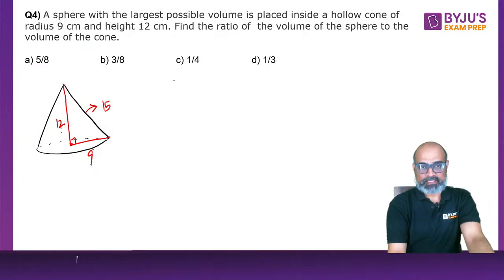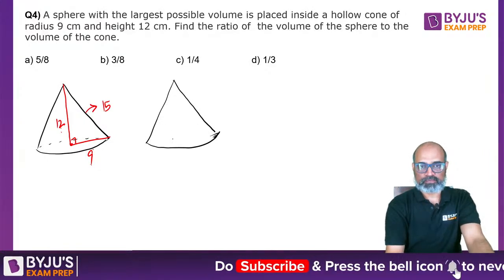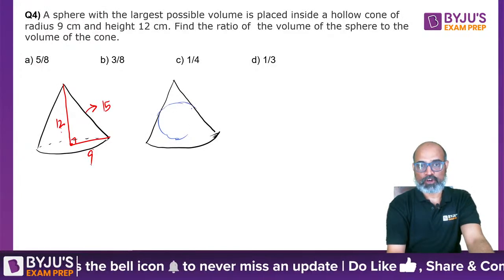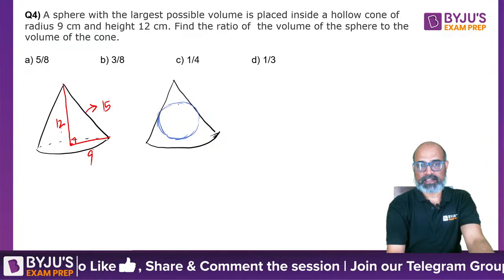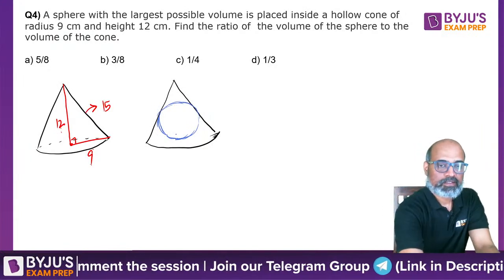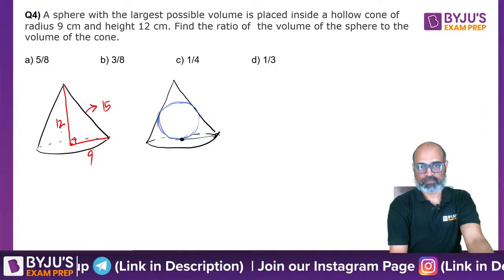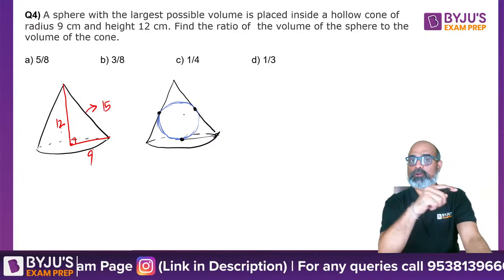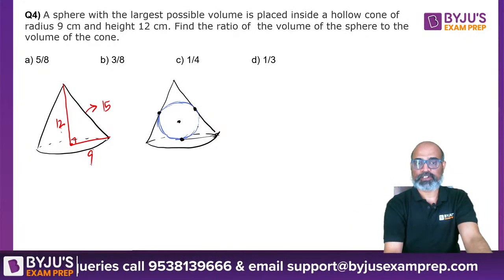Now, if I want to place a sphere inside it, and I want this sphere to have the maximum volume, I have to make sure that this sphere is going to touch the cone from the inside. It's a hollow cone, right? So the points at which the sphere touches the cone are not going to form a diameter. It is going to be a chord because the center is going to lie somewhere over here.